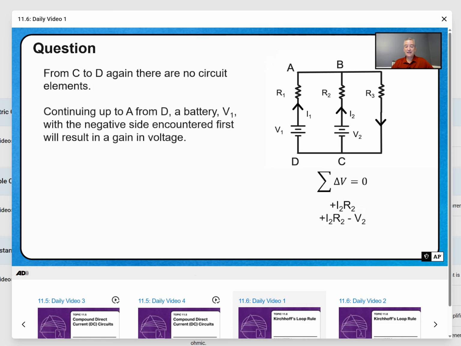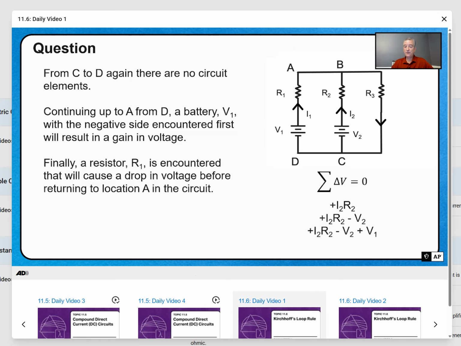Continuing up from A to D, we now encounter a battery V1, and in this instance, we're going to go from the negative side to the positive side. As a result, we're going to gain electric potential. So we're going to write plus V1. And then finally, we encounter R1. When we encounter R1, we are going through R1 in the same direction that the current I1 is moving as well. So this is going to represent a potential loss, and we will write a negative I1 times R1.